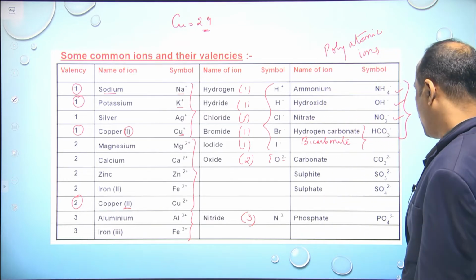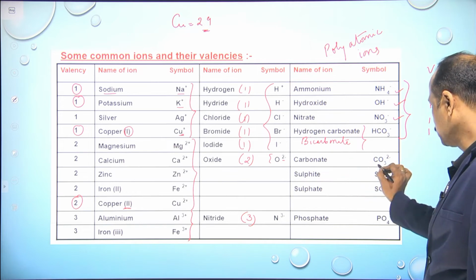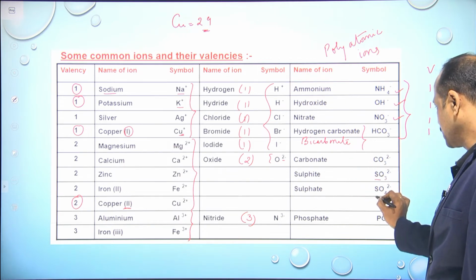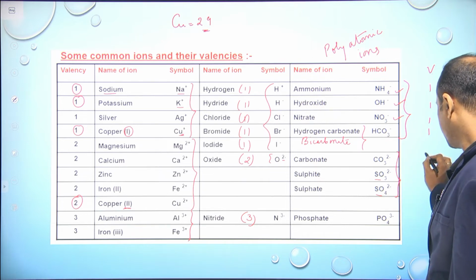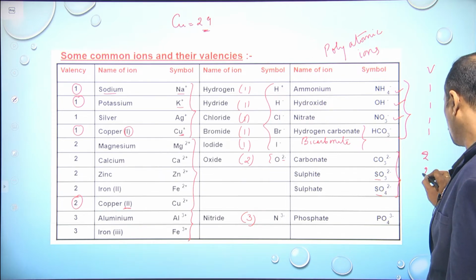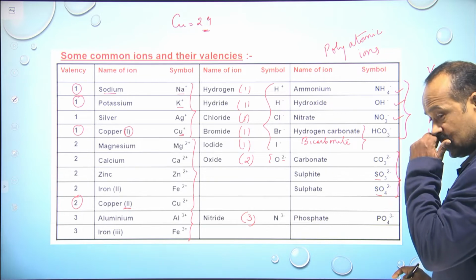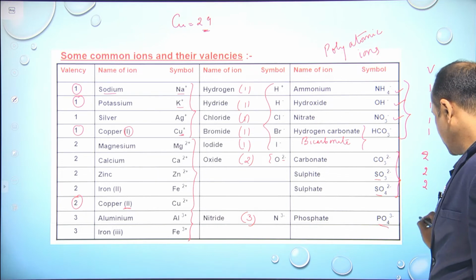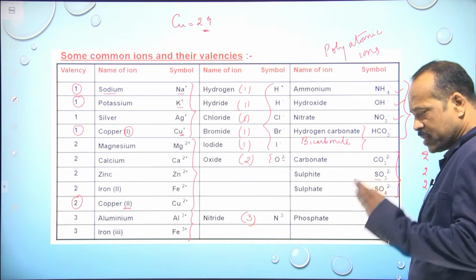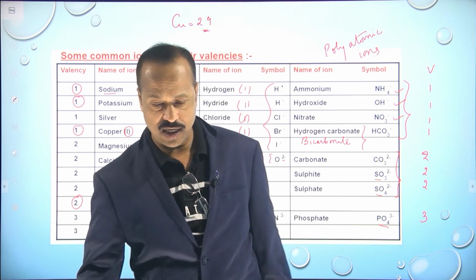Now this is carbonate CO3, sulfite SO3, sulfate SO4, and minus 2 is there. So these are valencies, or just to write it 2, no need to write minus, just write 2. Now phosphate PO4 minus 3 is there, so its valency is 3. This is a very important chart.